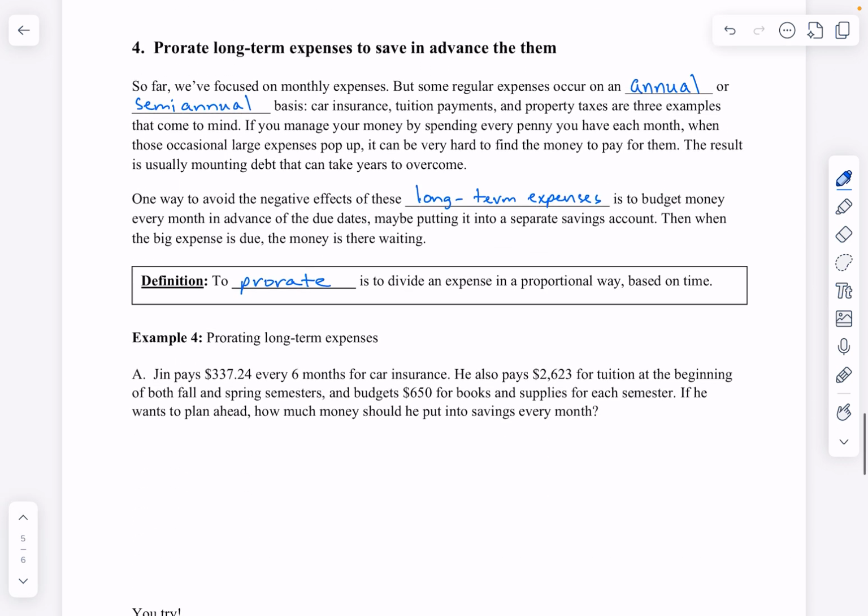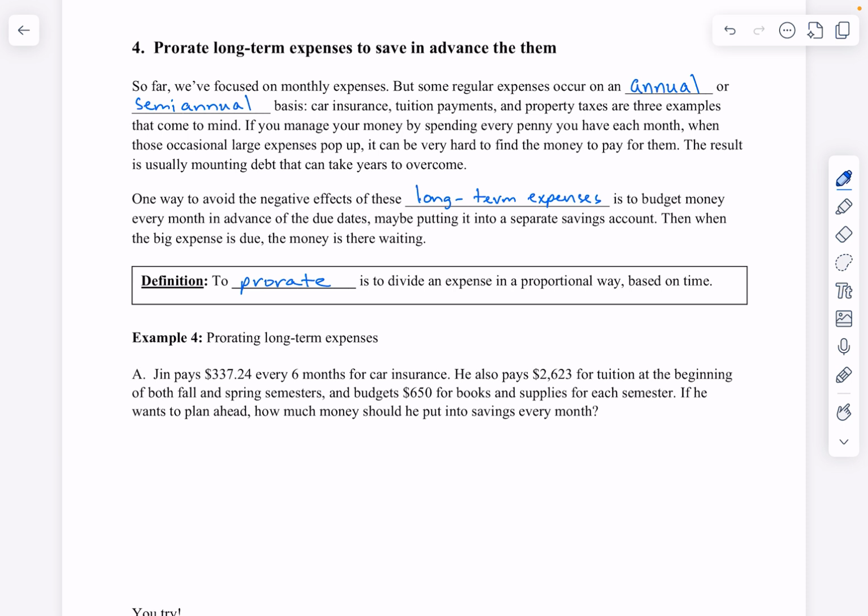Now we're going to talk about prorating. Prorating is this idea that some expenses only occur annually or semi-annually. So, for example, SWIC tuition, you might pay it monthly, but you could also pay it each semester. So it doesn't happen monthly. It could be if you own property, you pay property taxes annually. You know, your car insurance, maybe you don't pay your car insurance monthly, maybe you pay it annually all in one lump sum.